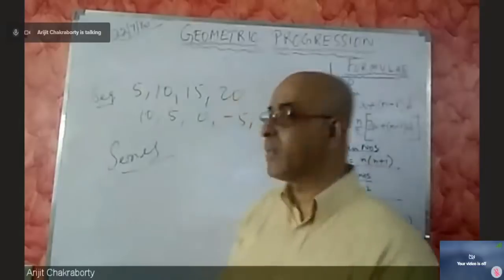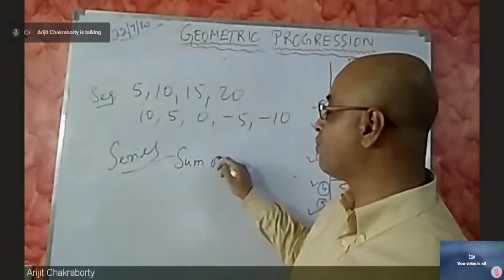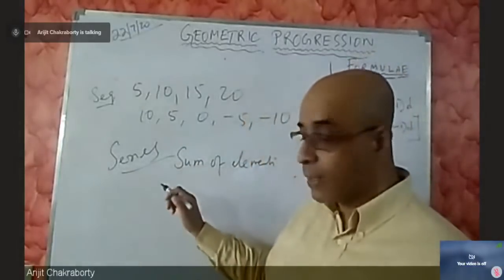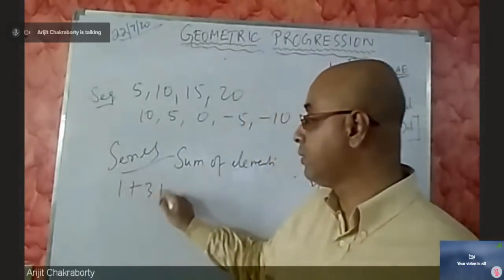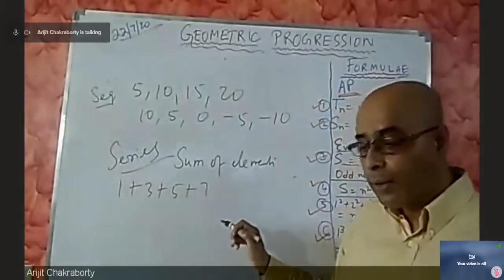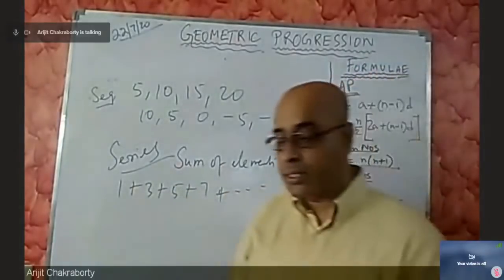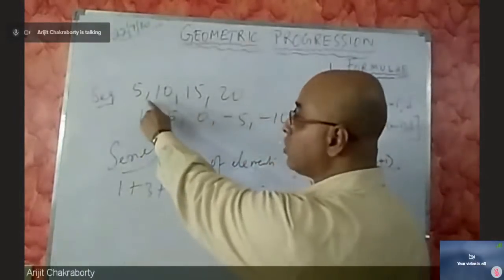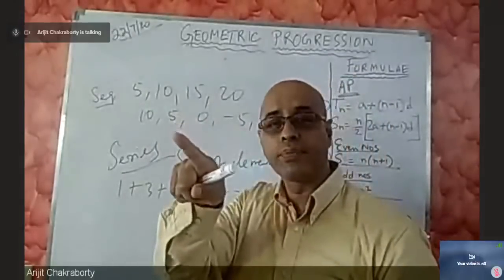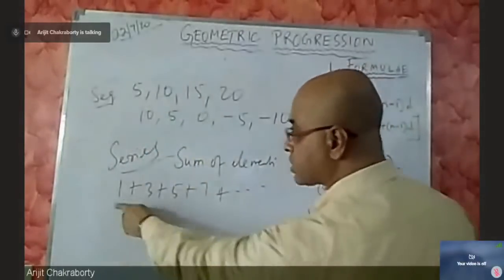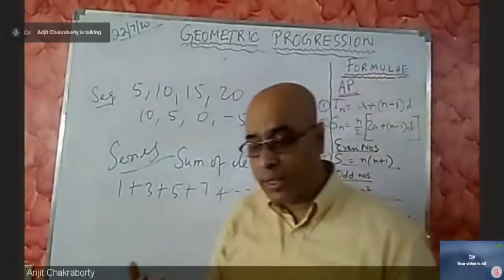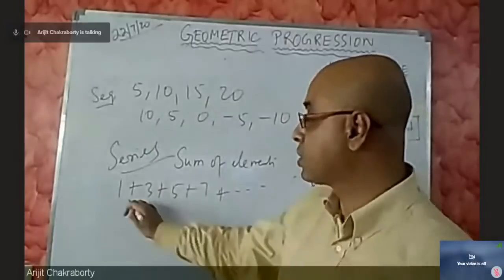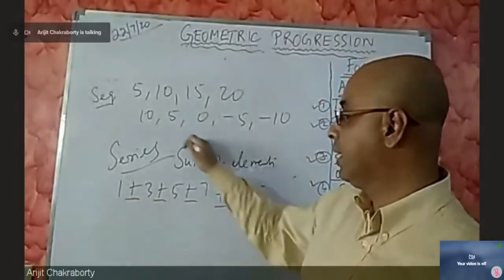Series will be the sum of the elements. Sum of the elements will mean something like this. If I say 1 plus 3 plus 5 plus 7, plus so on, this is a summation. These are just numbers, but this shows that it is nothing but a sum, because you have the addition sign. Okay, it is a sum.